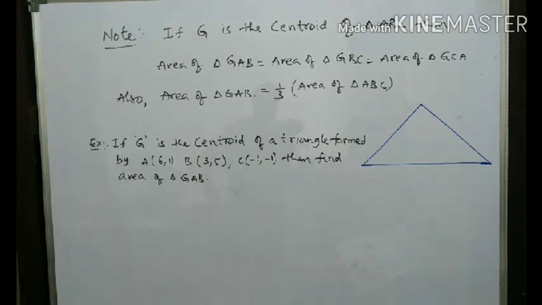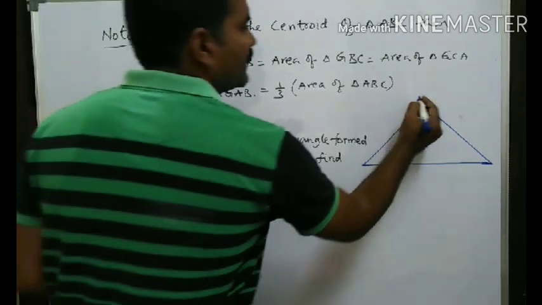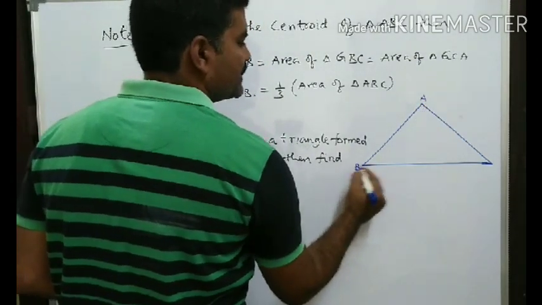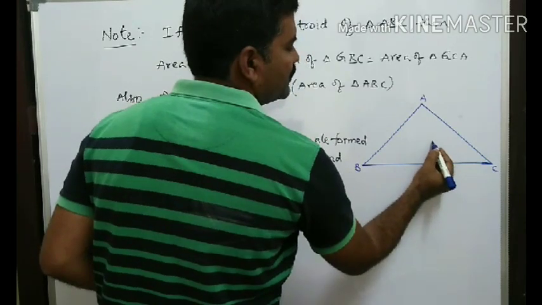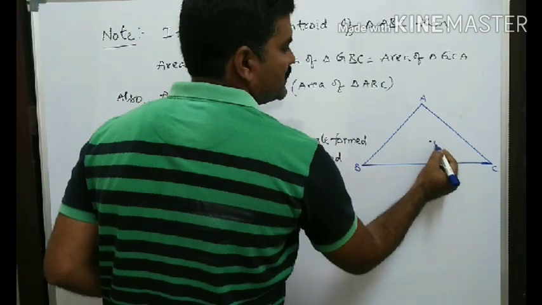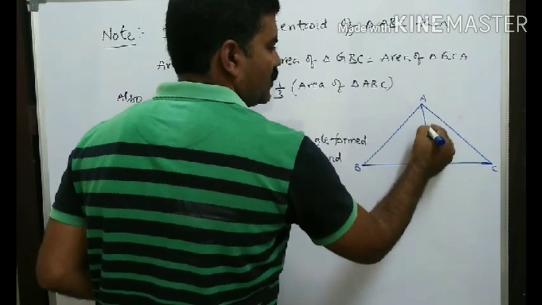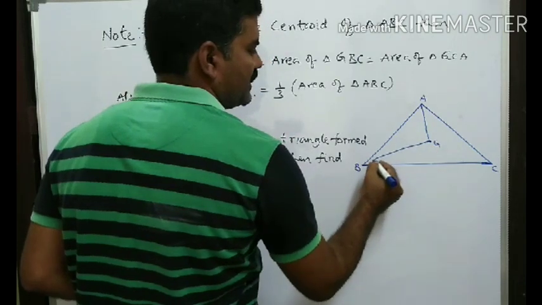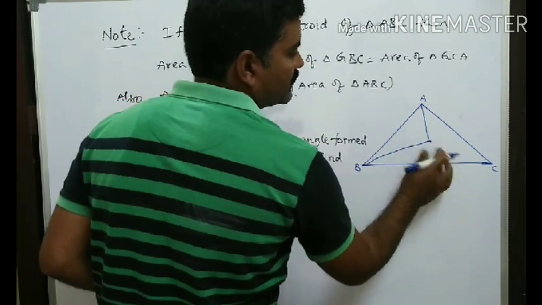So look at this important point. Very, very important this is. If capital G is the centroid of triangle ABC, then area of triangle GAB. So first of all, let me consider a triangle ABC. And assume that G is the centroid, isn't it? So suppose this is the point G, join GA as well as GB, even GC.